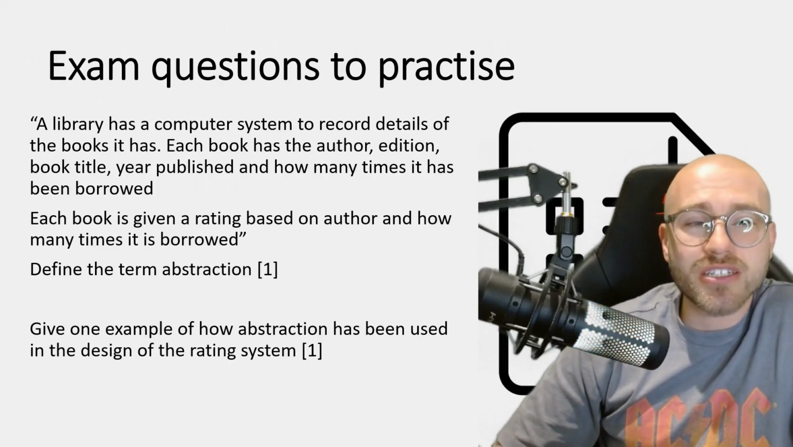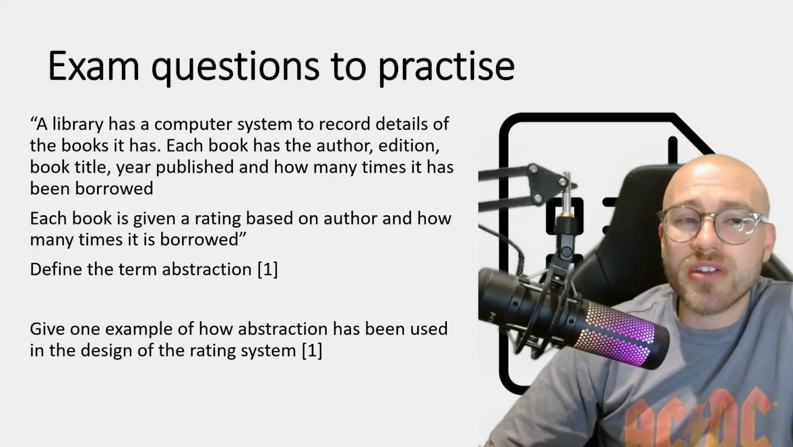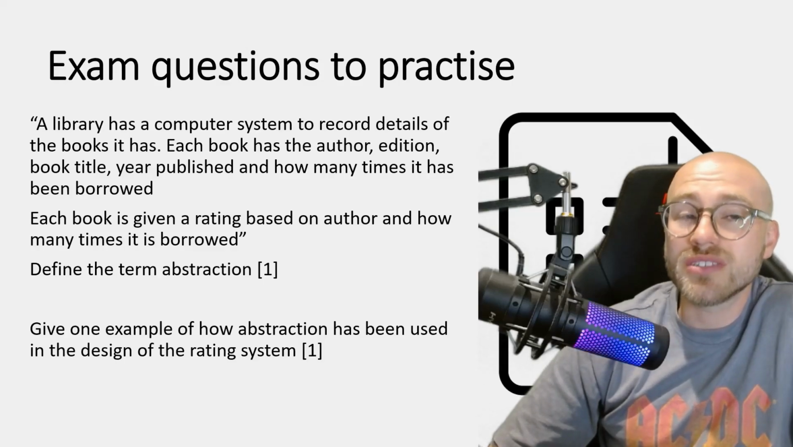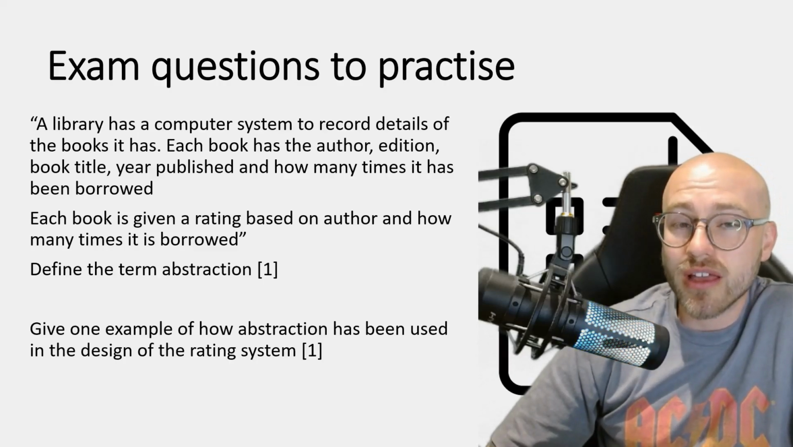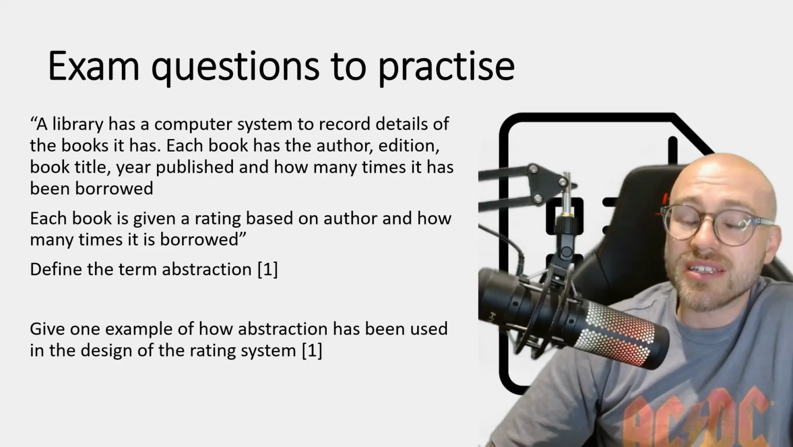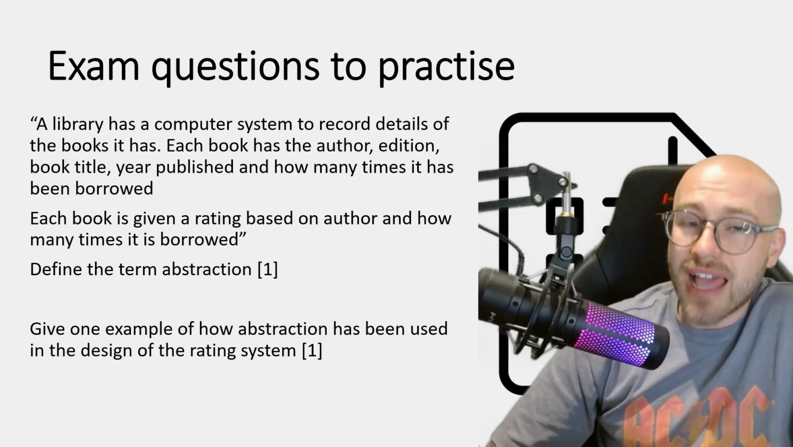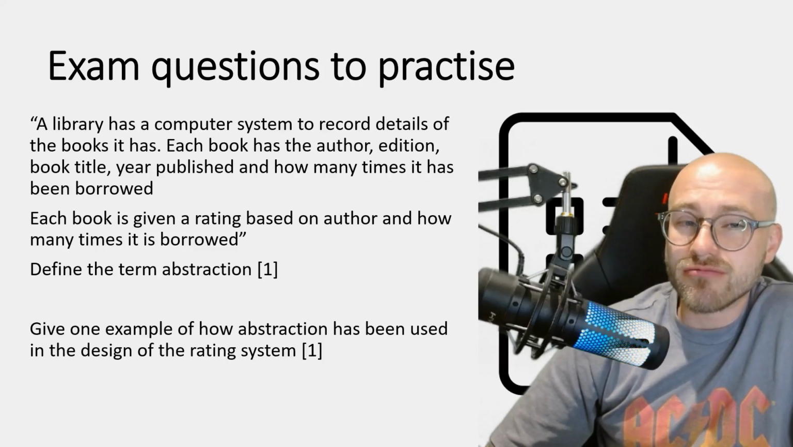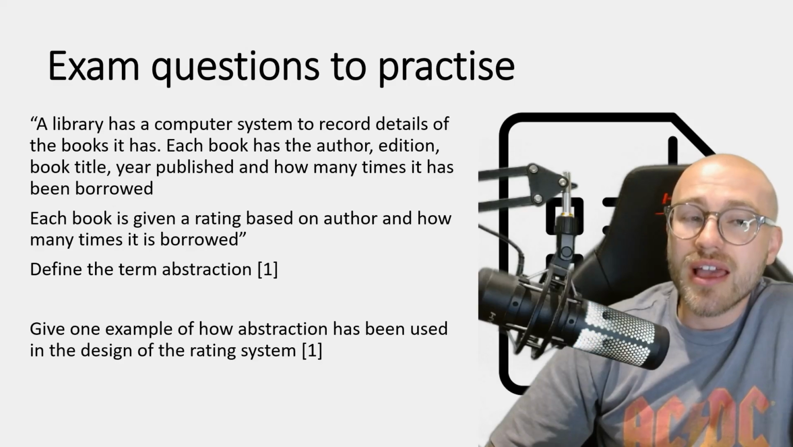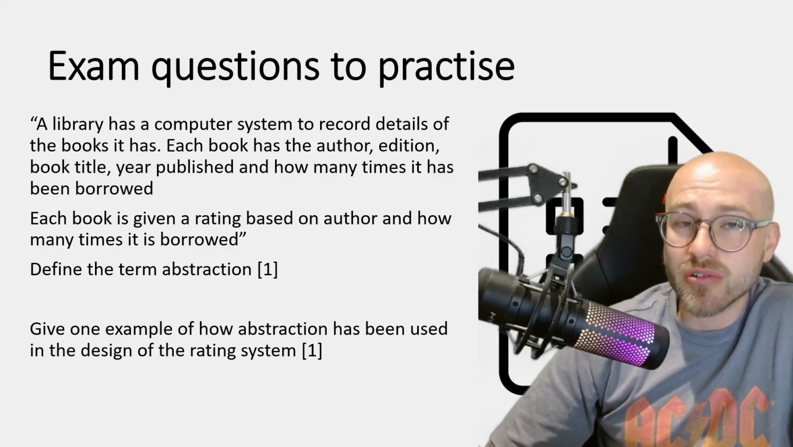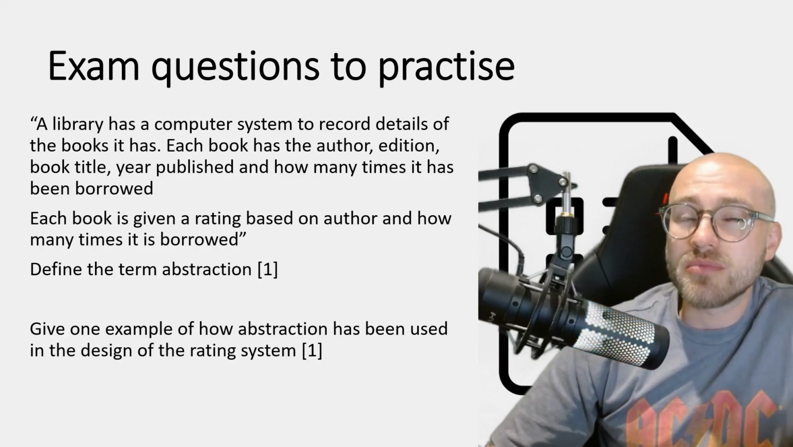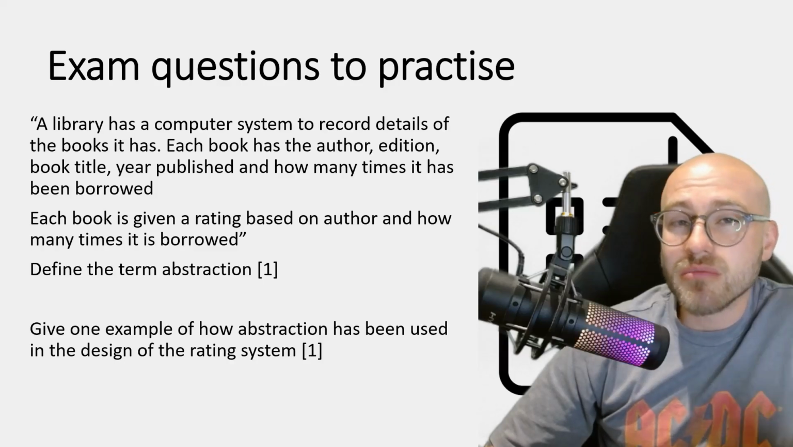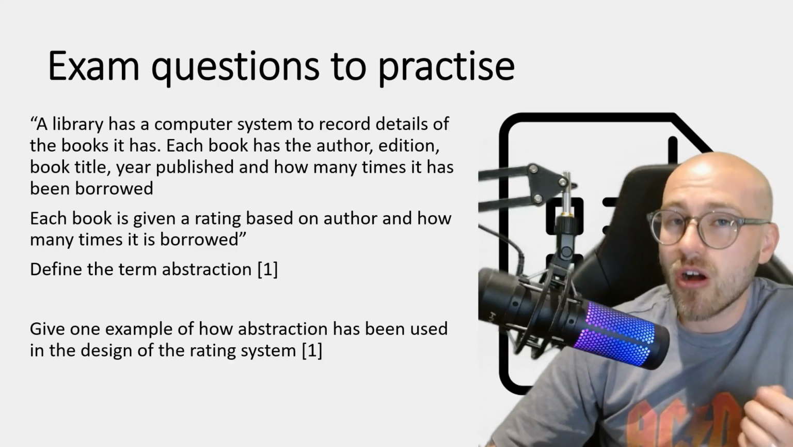Okay, so we've got a practice question for this topic. So a library has a computer system to record details of the books it has. Each book has the author, edition, book title, year published, and how many times it has been borrowed. Each book is given a rating based on author and how many times it is borrowed. This is quite a lengthy scenario, but this is the kind of thing I'm talking about that's been common in previous exams that you might get, and you have to use abstraction on this scenario.